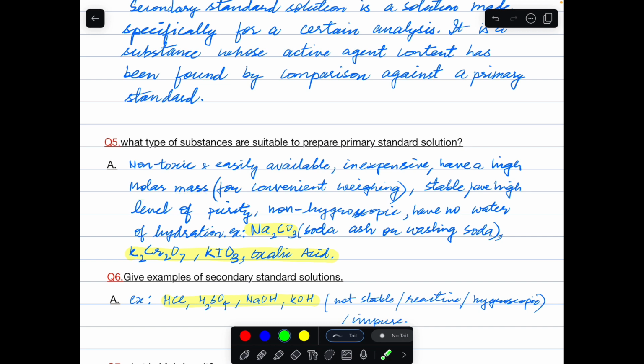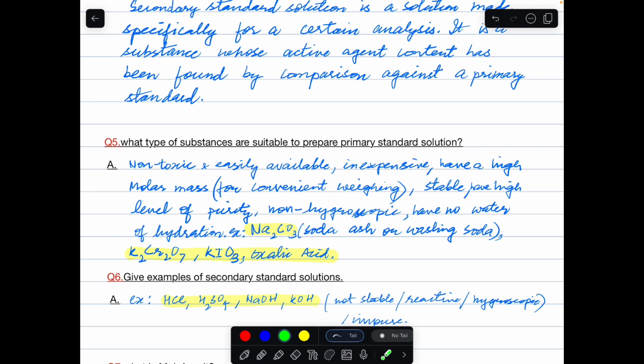Okay, it should be stable, it should have a high level of purity, that is no impurities are present, and it should be non-hygroscopic, unlike sodium hydroxide, because sodium hydroxide was hygroscopic in nature. And it should not have any water of hydration. The examples are sodium carbonate, that we call soda ash or washing soda, potassium dichromate, that is K2Cr2O7, potassium iodate, that is KIO3, and oxalic acid, which is a weak organic acid.